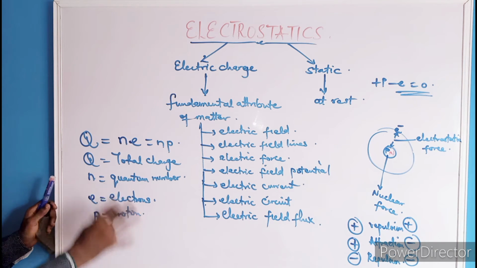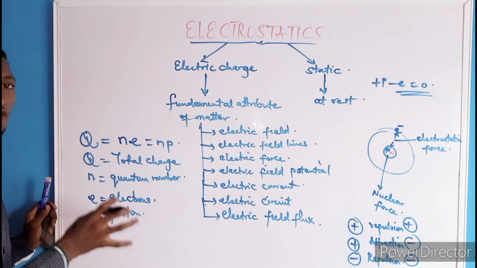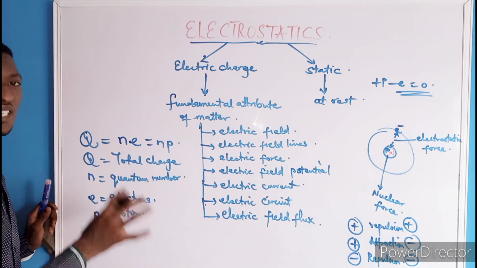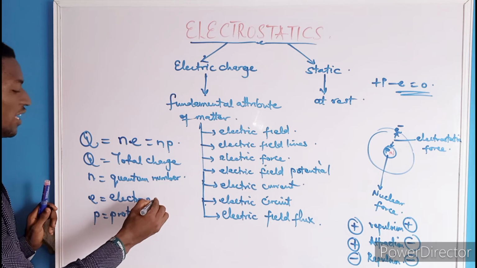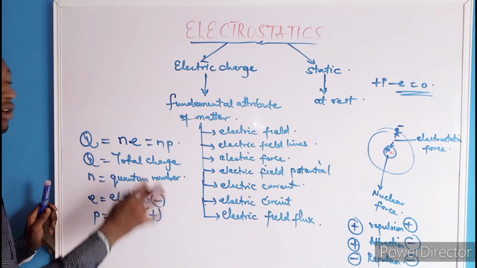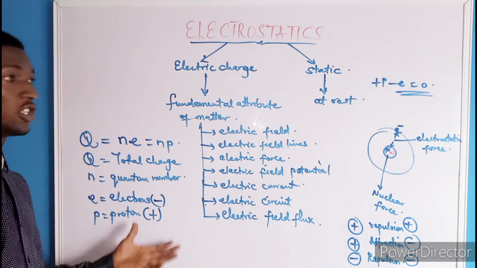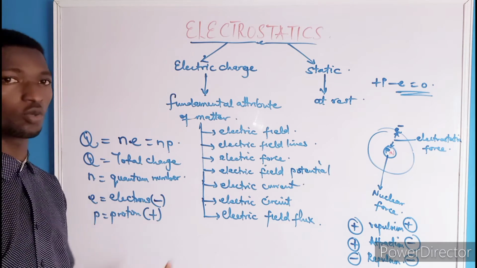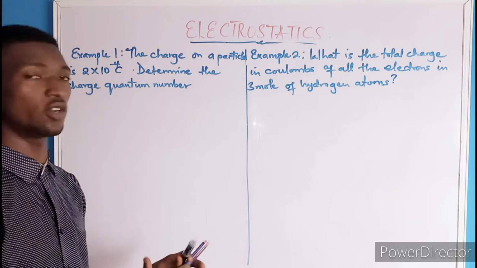Now here, we want you to know that the charge of electrons and the charge of protons are the same in magnitude. What is different here is the sign. The electron is negatively charged and the proton is positively charged, but they have equal magnitude. With respect to this principle, let's look at some questions and quickly answer them. Here we have two different questions which we're going to take one after the other.